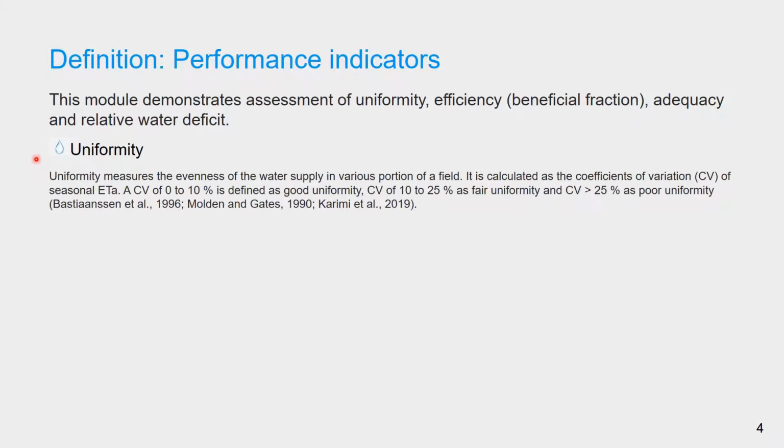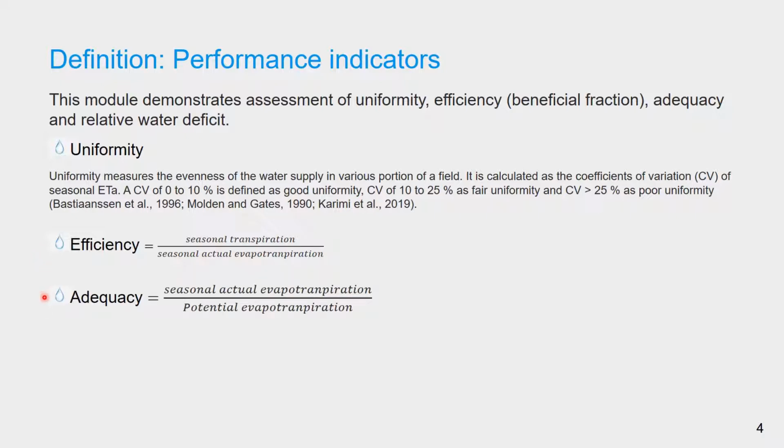Uniformity measures the evenness of water supply in various portions of a field. It's calculated as a coefficient of variation of seasonal actual evapotranspiration in the area of interest. Efficiency or beneficial fraction is calculated by dividing seasonal transpiration by seasonal actual evapotranspiration.